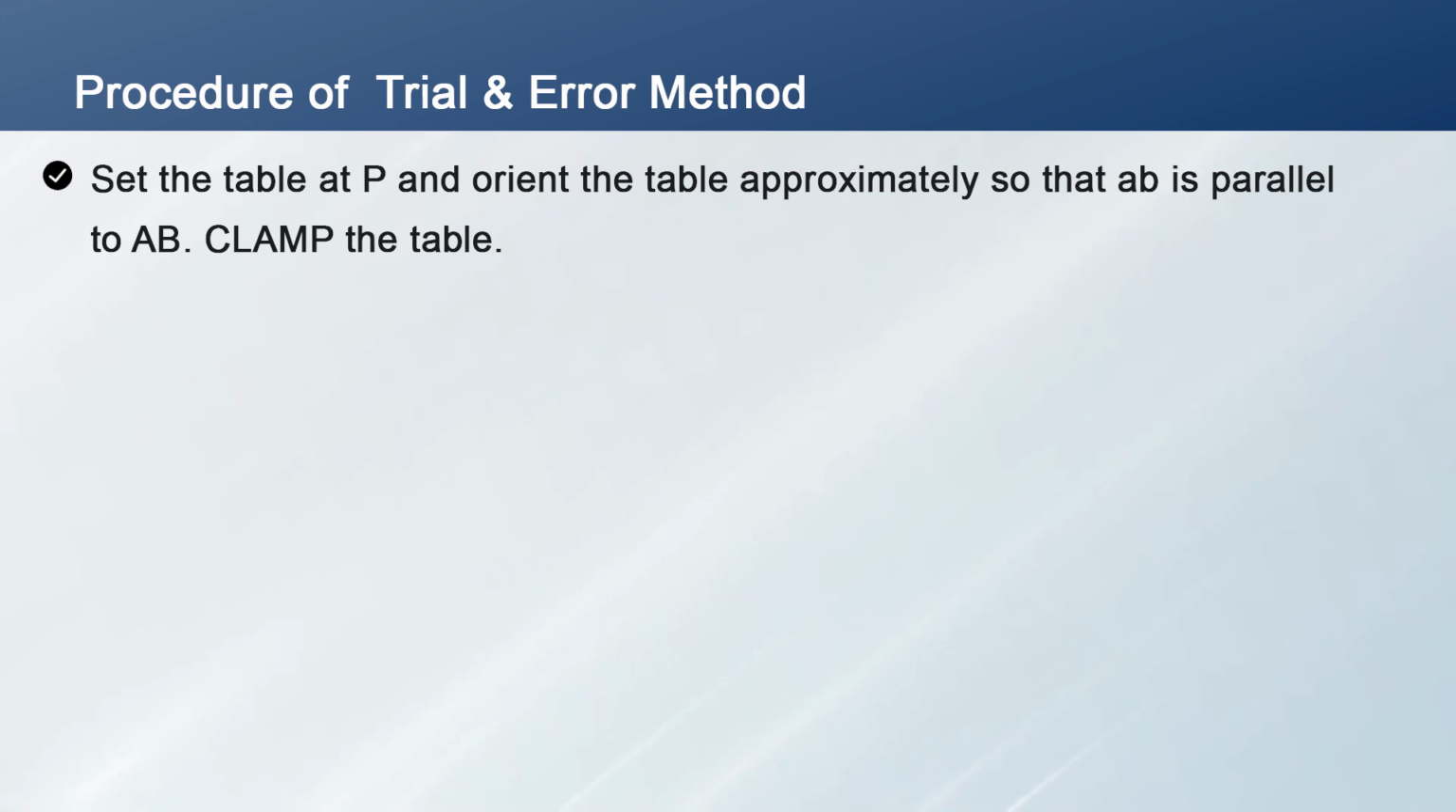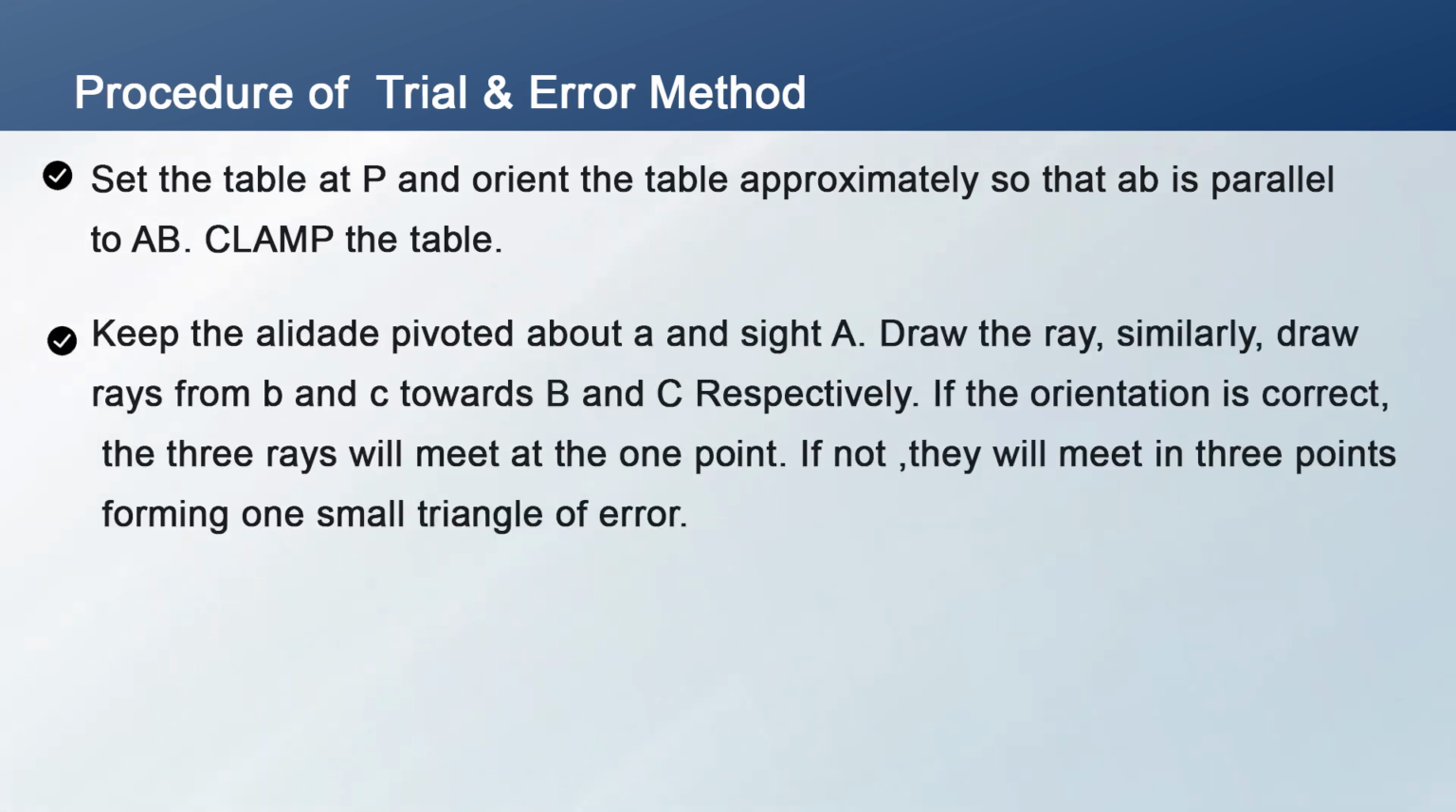Procedure of trial and error method. Set the table at P and orient the table approximately so that small ab is parallel to capital AB, and clamp the table. Keep the alidade pivoted about small a and sight station capital A. Draw the ray. Similarly, draw rays from small b and c towards capital B and C respectively. If the orientation is correct, the three rays will meet at one point. Otherwise they will meet in 3 points forming a small triangle of error.